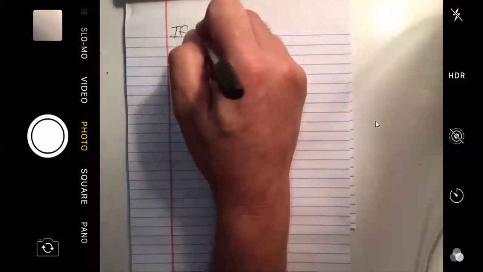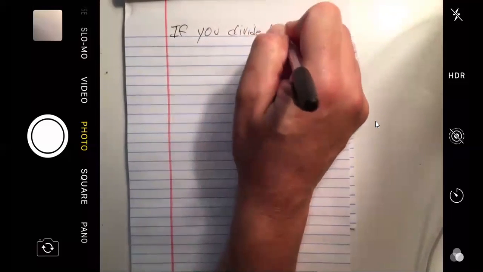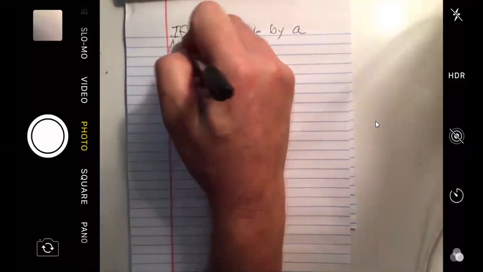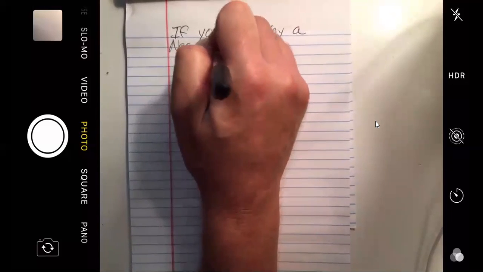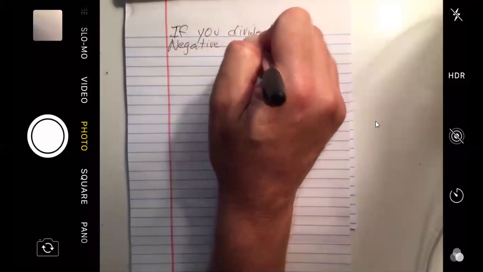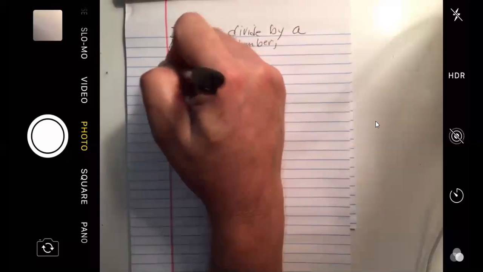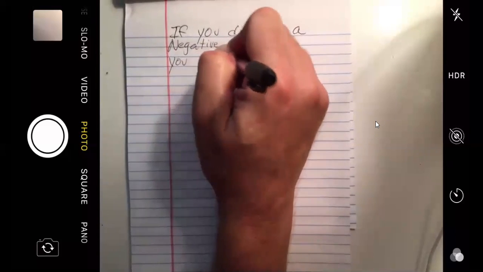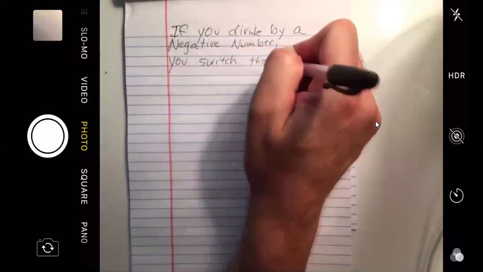One other technical detail. If you divide by a negative number, you switch the inequality.